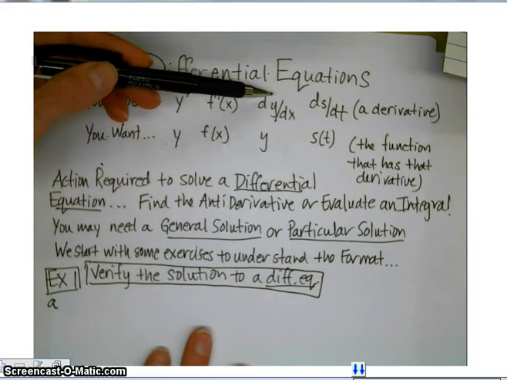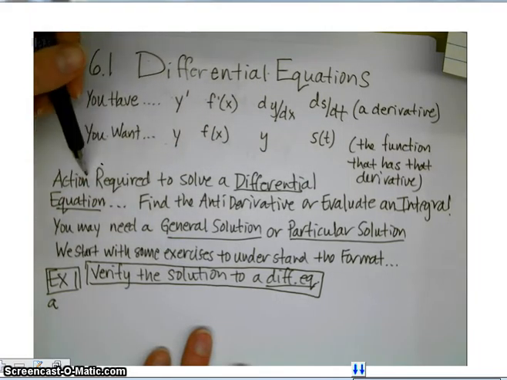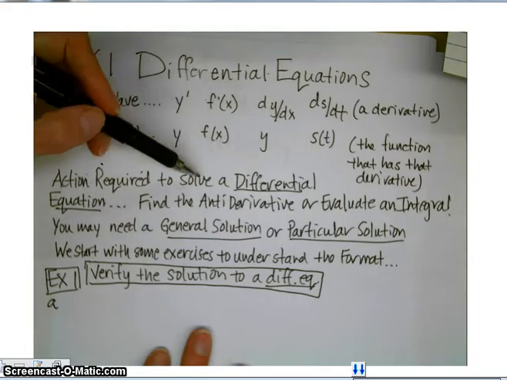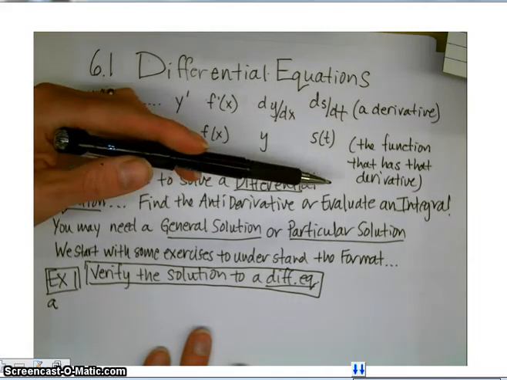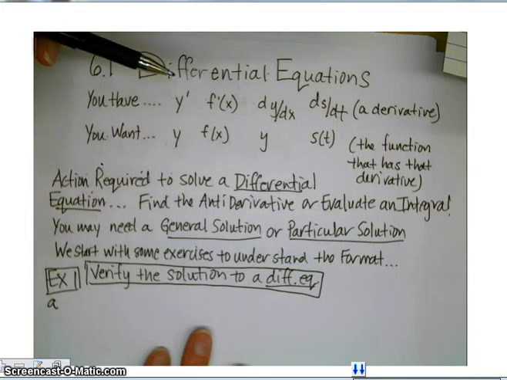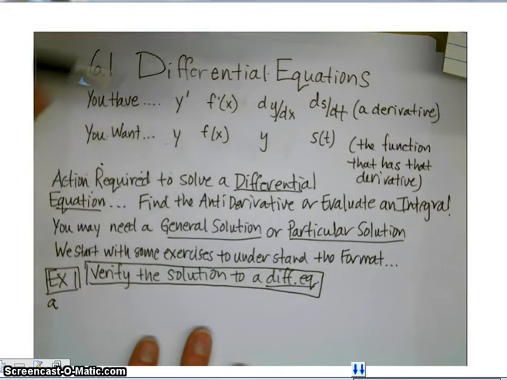Where did this derivative come from? It's a backwards derivative. The action that's required is to solve a differential equation. You'll either be finding an antiderivative or evaluating an integral. Now, you may be asked to find one of two things. These are vocabulary terms that you have to be able to decipher as you're reading the directions.